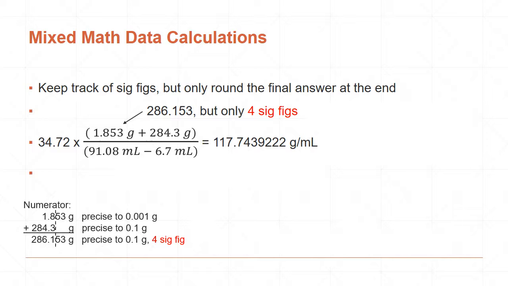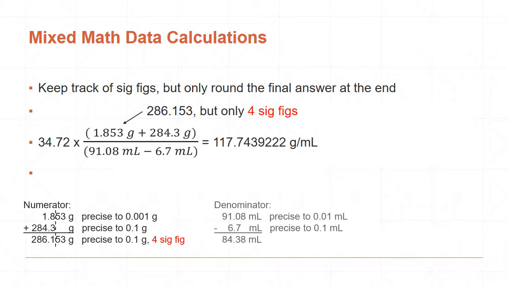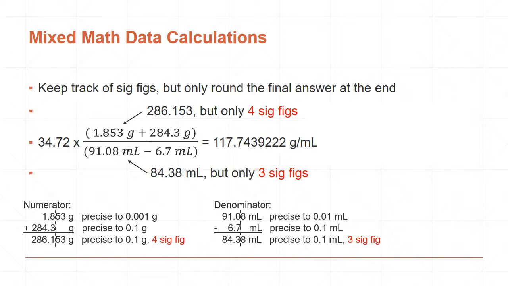Let's do the same thing with the subtraction in the denominator. 91.08 milliliters is precise to hundredths place. Subtract 6.7 milliliters, which is precise to only tenths place. My least precise input is that 6.7 milliliters, meaning that I would have to cut off my answer to get this as a final answer at tenths place. So even though I'm going to keep 84.38 in the denominator for now, I have to realize that that represents only 3 sig figs in my ultimate answer.